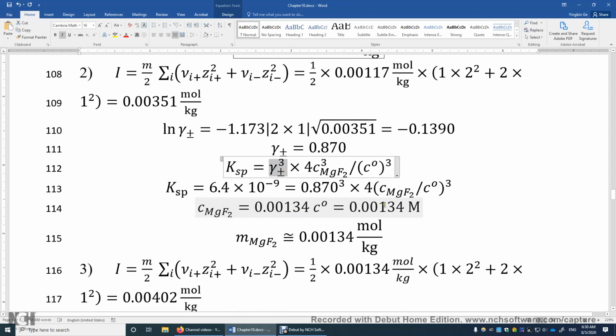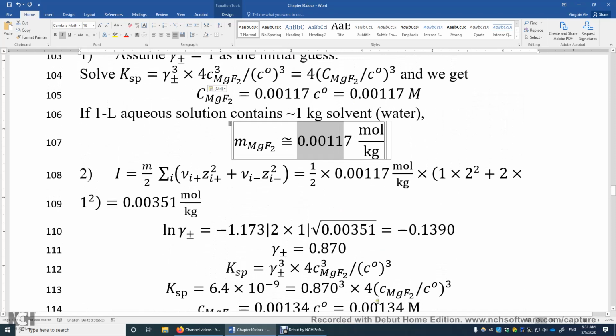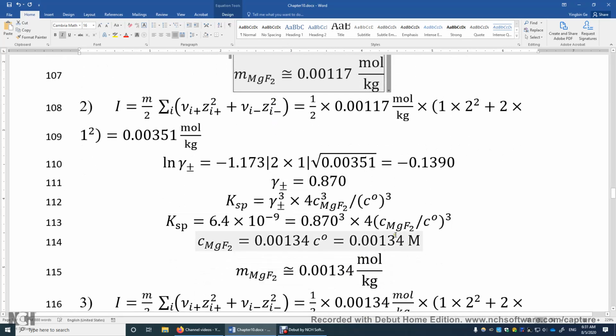And we compute the concentration again. This is 0.00134 molar. Okay, this is bigger than the previous number. Look, 117 molar, 134 molar. We get a higher concentration only because we took the ionic strength into account. That means the activities of magnesium and fluoride are lowered. That means it's possible to dissolve more magnesium ions and fluoride ions due to their stability in water.